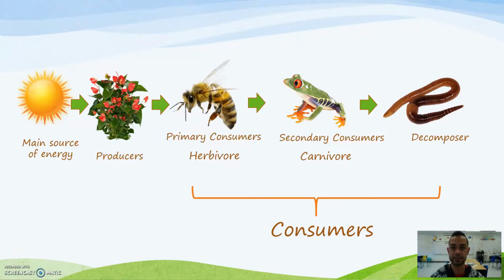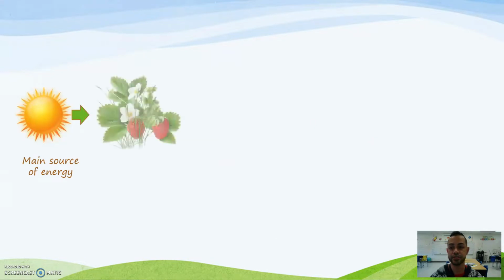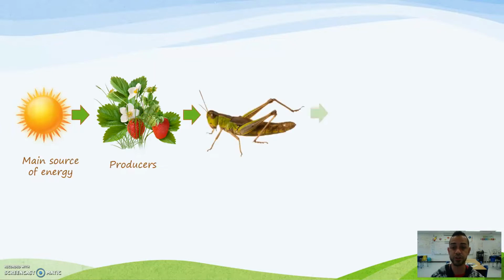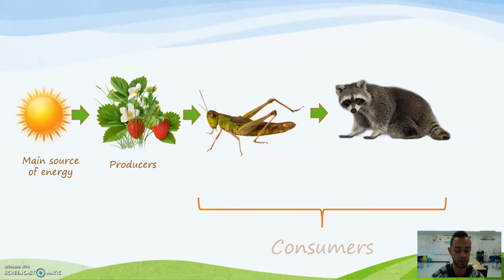So let's practice with our second food chain. We're going to start with the main source of energy that is going to transfer the energy to the plants through the process of photosynthesis using sunlight, carbon dioxide, and water. So plants are producers, and the producers are going to transfer the energy to herbivores, or to another consumer that is called herbivore. So these two organisms are consumers.